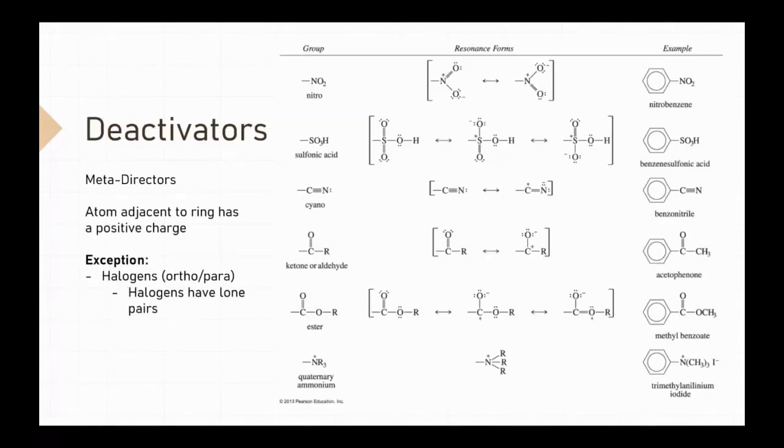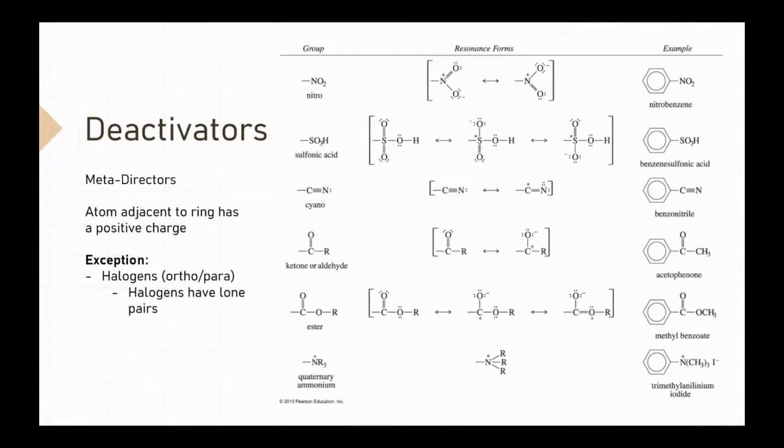Now with deactivators, meta directors, right? The atom that's adjacent to the ring has a positive charge, or it has no lone pairs. NO2, that's a withdrawing group, right? But if you expand it, it's N double bonded to O, single bond to another O. It has a positive charge, so it always has a positive charge. So that's a withdrawing group.